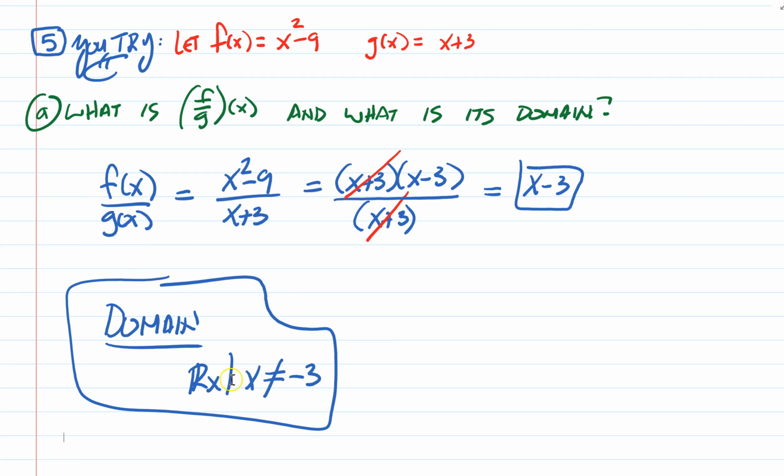But the domain is every real number x such that x is not equal to negative 3 because, again, I cannot allow any x variable in the denominator that produces a 0. And since negative 3 will produce a 0 in the denominator, it is restricted in the domain. Even though it cancels out, it's still part of the restriction. So hopefully that made sense to you, and we will practice more in class tomorrow.